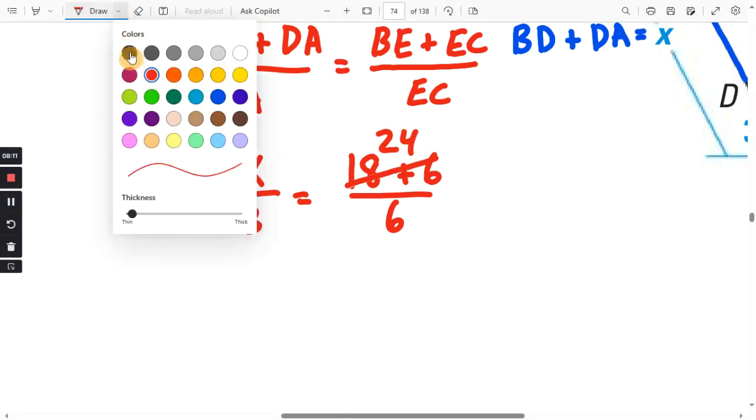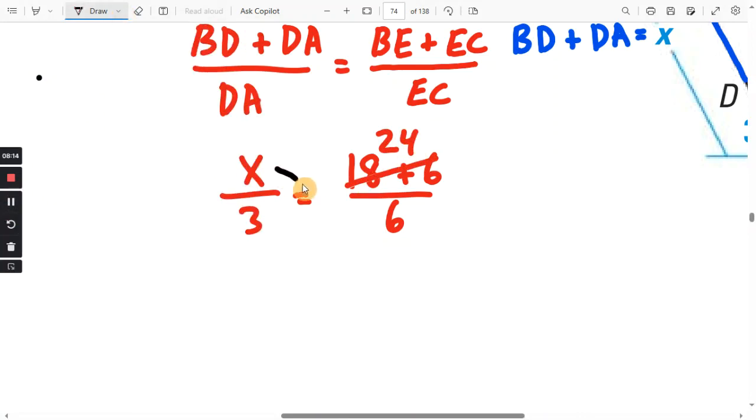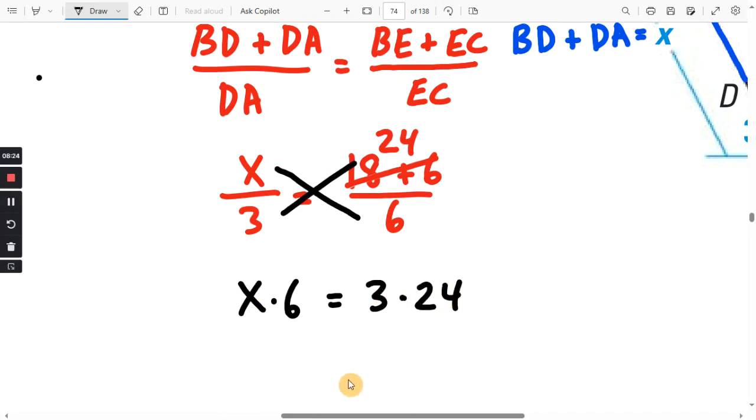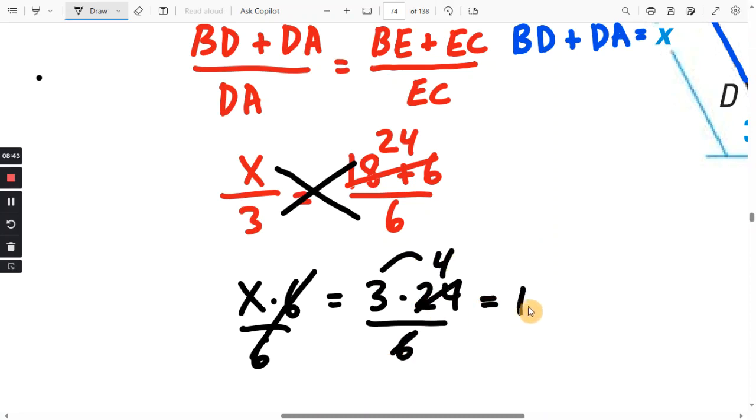All right, and if we cross multiply, top times bottom is going to be x times 6. Bottom times top is 3 times 24. Solving for x, the opposite of times 6 is divided by 6. Cancels here. Reducing, 24 divided by 6 is just 4, and 3 times 4 equals 12. So that equals x.